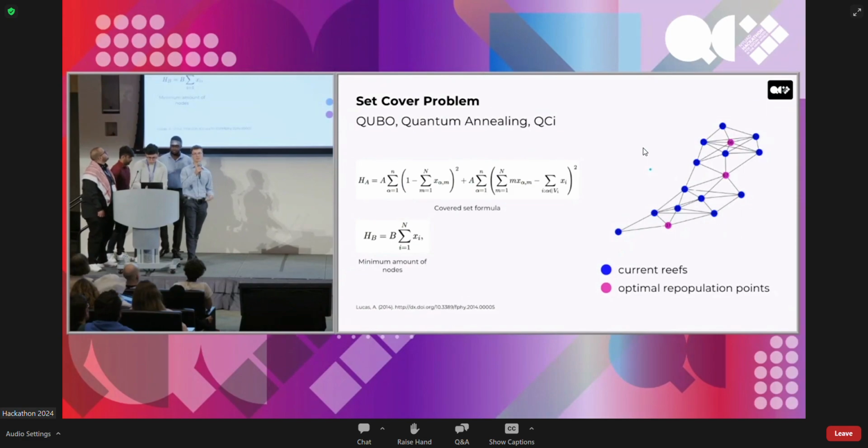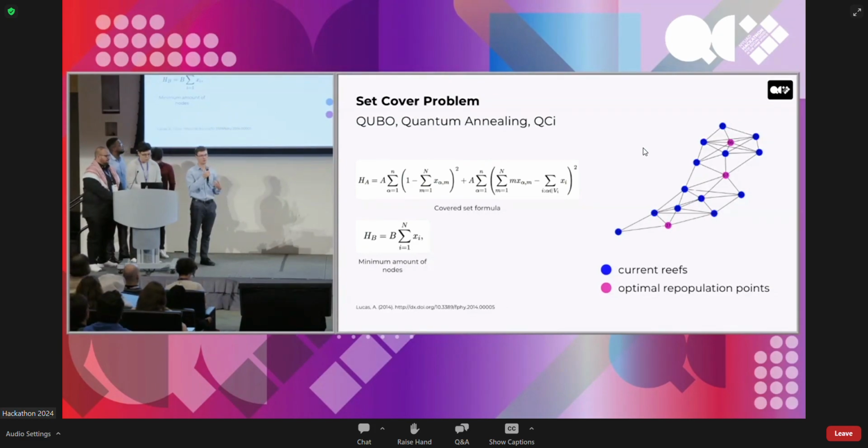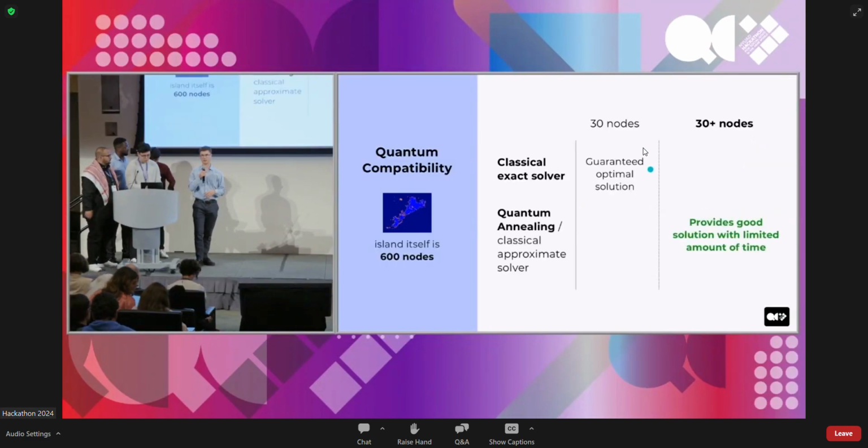We've modeled the problem as a set cover problem. So the idea is to have each blue dot connected to a pink dot, with the minimum number of pink dots possible. And for this, we used a QUBO formulation that we can run with quantum annealing. And actually, the island of coral itself has 600 nodes, so it's very big.